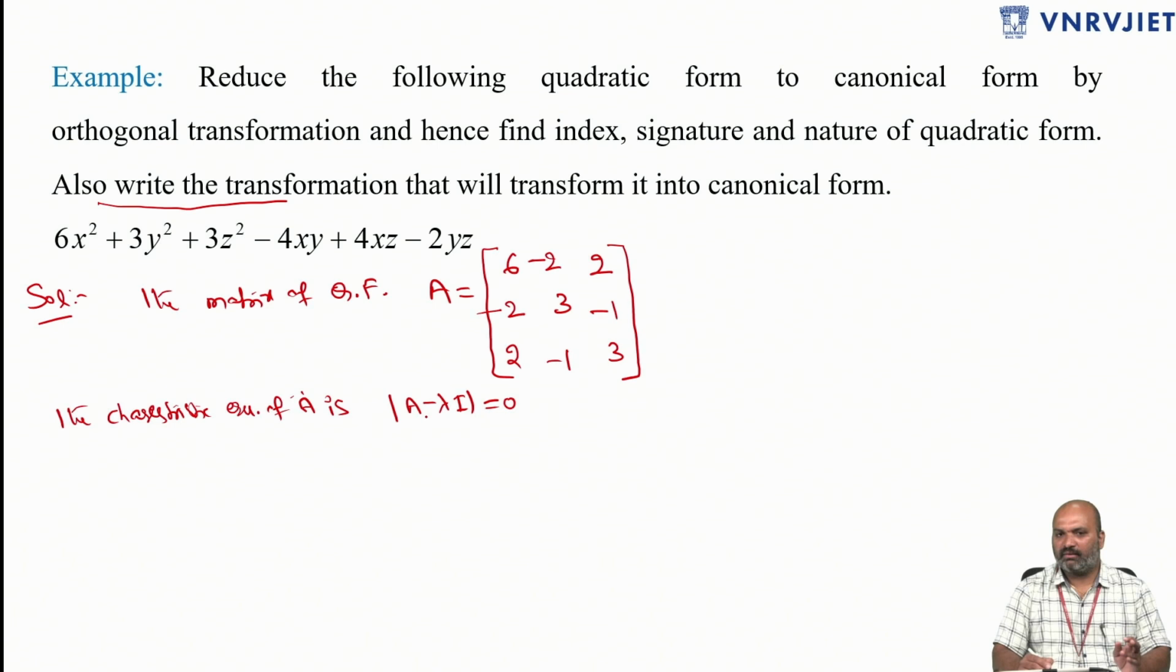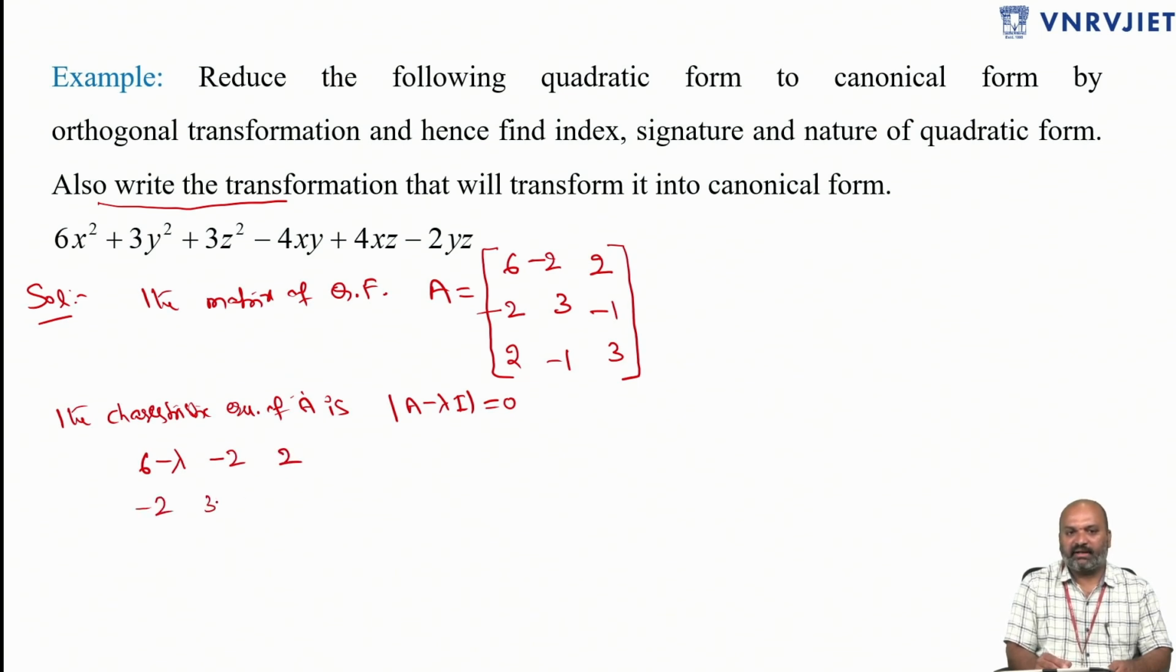So A is of order 3. So I is also of order 3. So I is order 3 means it has diagonal elements 1, 1, 1. You are multiplying the identity matrix with lambda means you have lambda along the principal diagonal. All other elements are 0. Then what is A minus lambda I? We only have to subtract lambda from the principal diagonal elements. 6 minus lambda, minus 2, 2. And minus 2, 3 minus lambda, minus 1. 2, minus 1 and 3 minus lambda. Determinant is equal to 0.